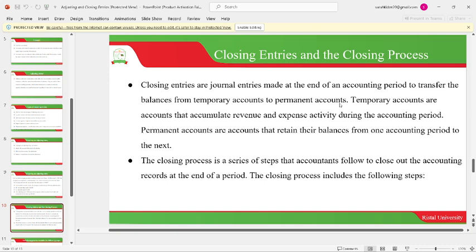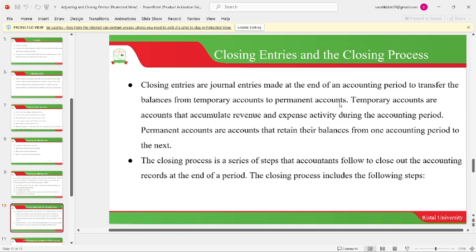Temporary accounts are the accounts that accumulate revenue and expense activity during the accounting period. So these temporary accounts are basically used during the accounting period. And then the permanent accounts are accounts that retain their balances from one accounting period to the next accounting period. So this permanent one is the one that you transfer to; it retains its balances from the accounting period, then it carries over to the next accounting period.